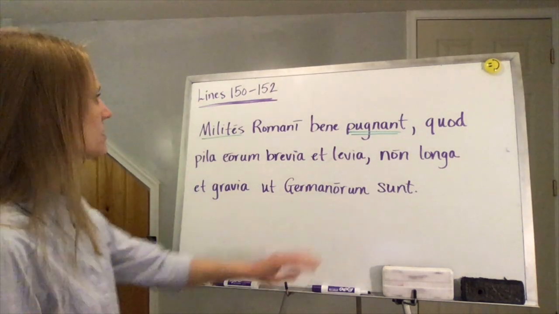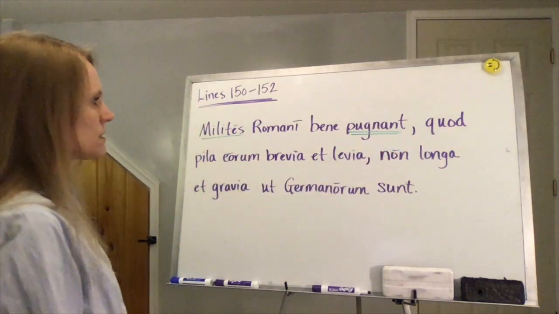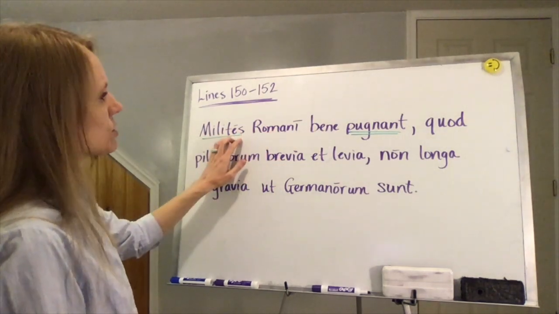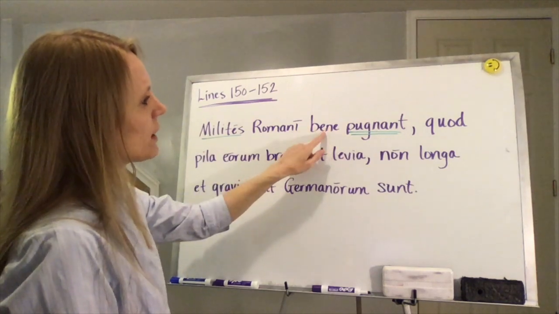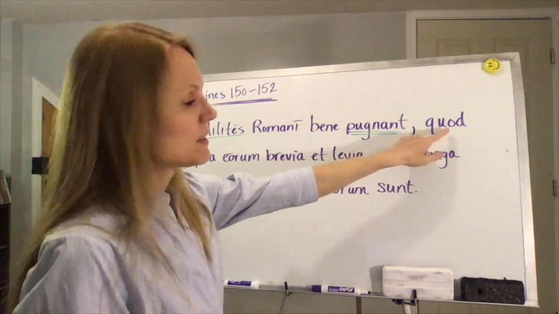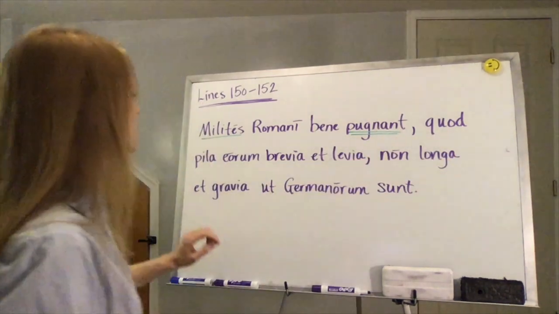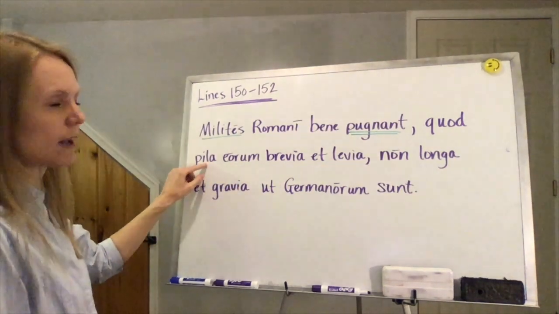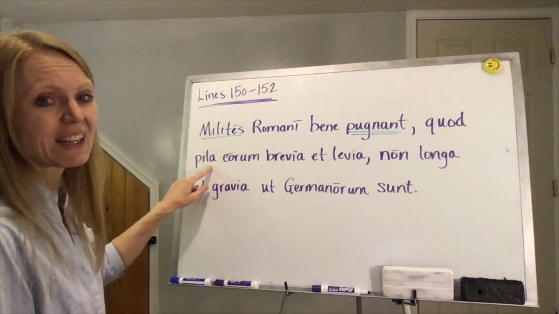We think that this might be one, but we find out that it's actually not. So, Roman soldiers, pugnant bene, they fight well. Quote, this is the one that's just because, okay? Because the pila et aurum, so pila means spear, right? And this is pilum, pila.